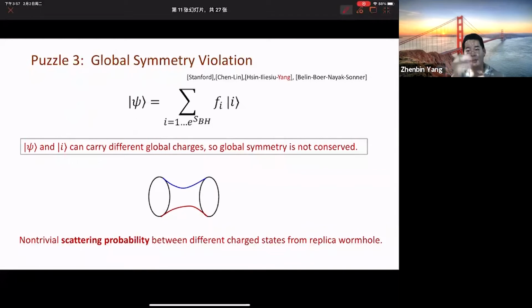But when you consider things evolving in gravity, the scattering probability and the scattering amplitude may be a little bit different. When you look at the scattering probability, you effectively have two copies of the system, and then there could be new gravitational saddles connecting these two systems. I will comment on that later.